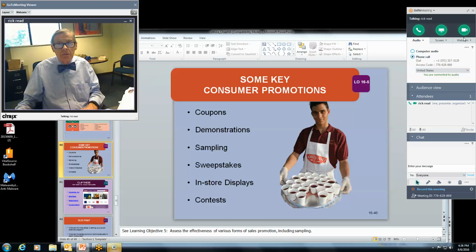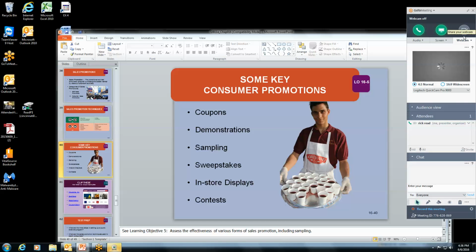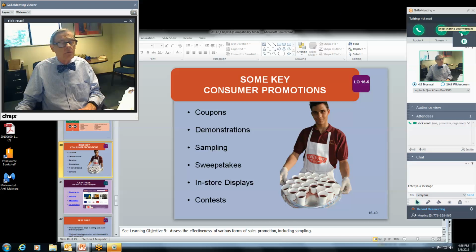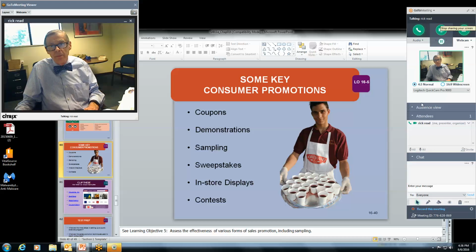And there's some, again, just a little bit better graphically displayed than what I have shown before: the coupons, demonstrations, etc.